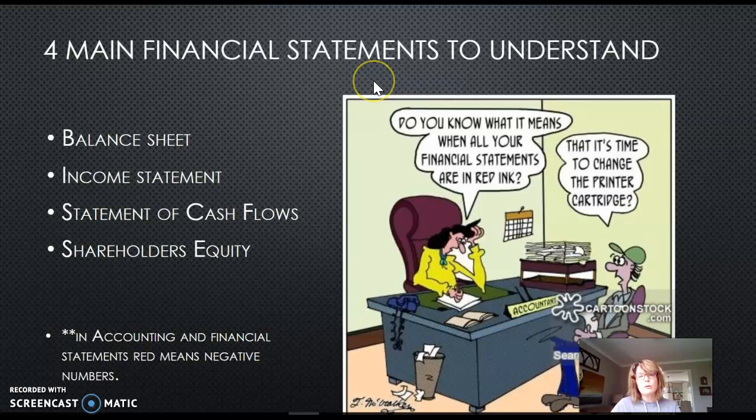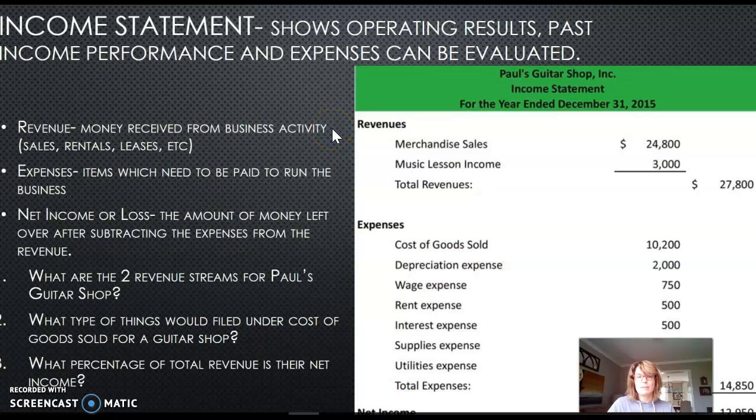So again, from last week, we've got 4 basic financial statements. That is a really good idea to understand if you're involved with any kind of business at all. Last week we did the balance sheet. This week we're going to talk about an income statement. So with our income statement, if we take a look at Paul's Guitar Shop, it's going to show the operating results, past income performance, and expenses that can be evaluated.